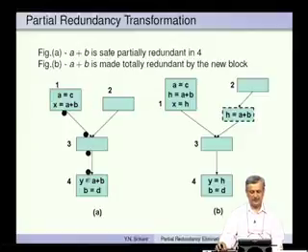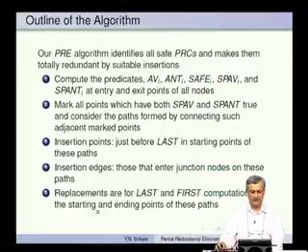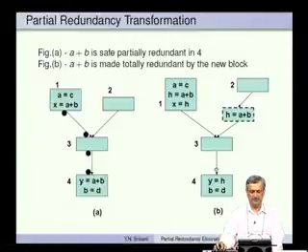So, because all these points are safe, we can replace this computation by x equal to h after we introduce h equal to a plus b, the rest remains the same. We also break this arc, this is the arc that enters this junction. So, it is entering this path. So, we have to break this particular arc and introduce h equal to a plus b. So, now this a plus b will be replaced by h because h has the value of a plus b. So, this is precisely what we are talking about, replacements for last and first computations in the starting and ending points of these basic blocks.